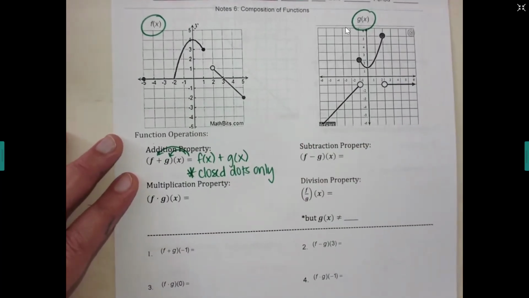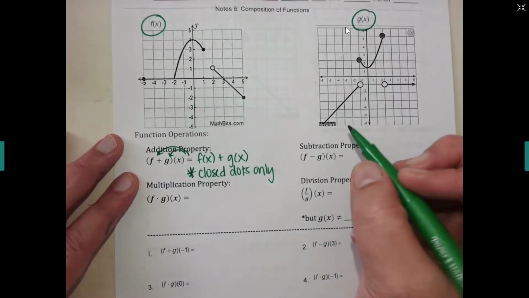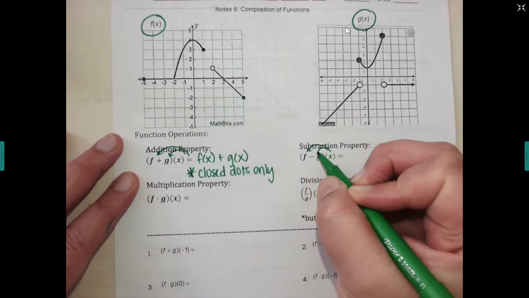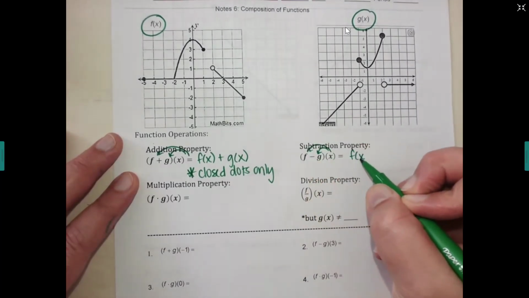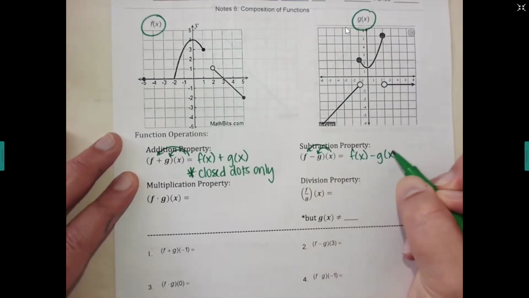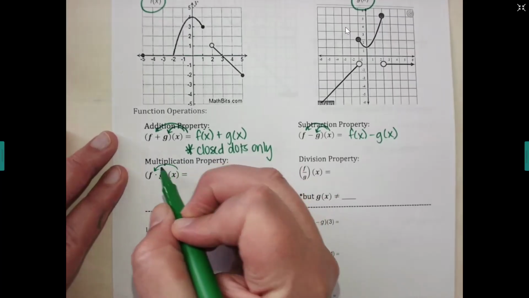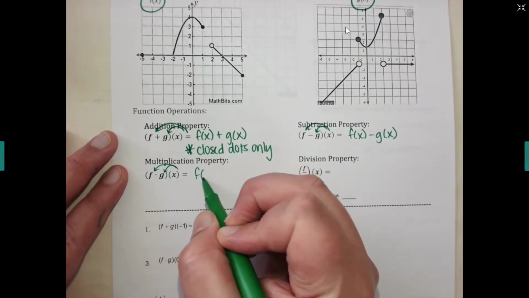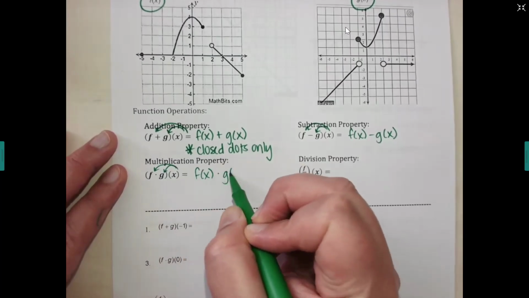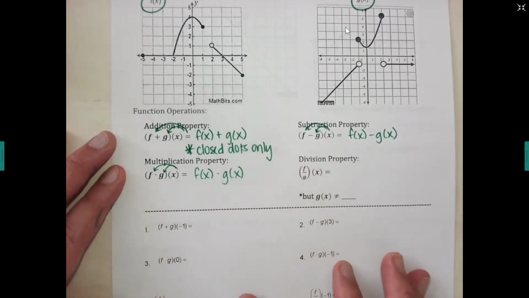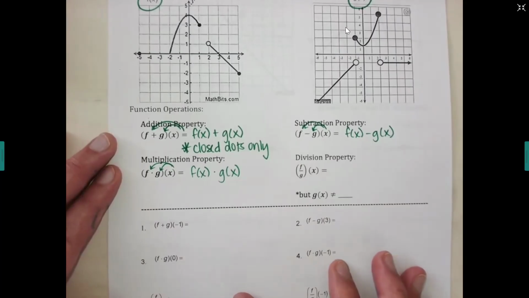For subtraction, it's almost the exact same thing. It'll be F of X and G of X, but you'll minus them. And then multiplication is the same thing. You're going to give them each their own X. But rather than adding or subtracting your Y values, you'll multiply them together.